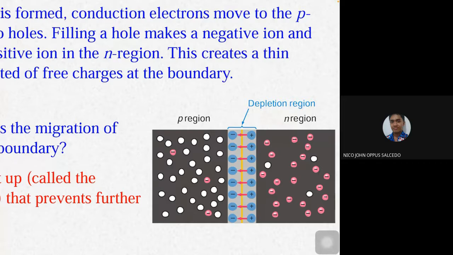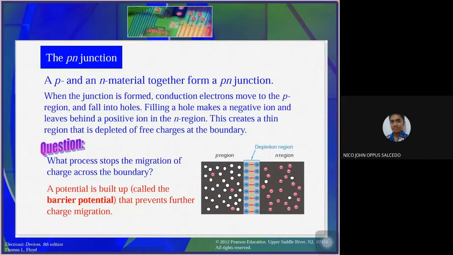From physics, we know that this is a recipe for an electric field. Okay, electric field, like the field in between capacitors. So we have a positive layer on one side and a negative layer on the other side. Because of the presence of this layer, an electric field is generated, thus generating a potential barrier, thus preventing further charge migration.